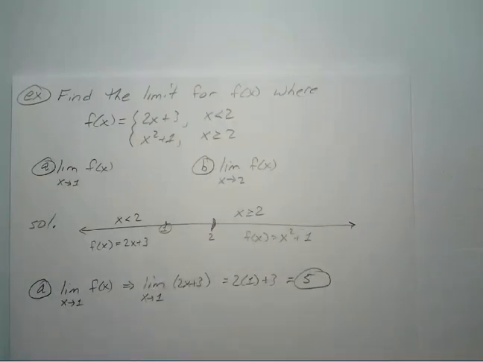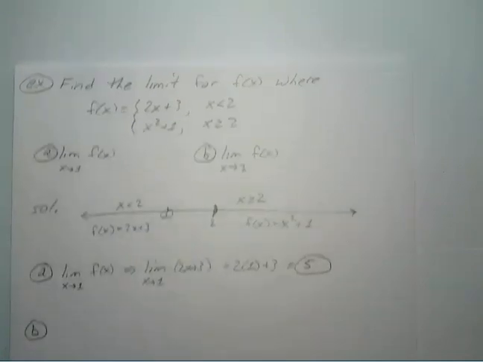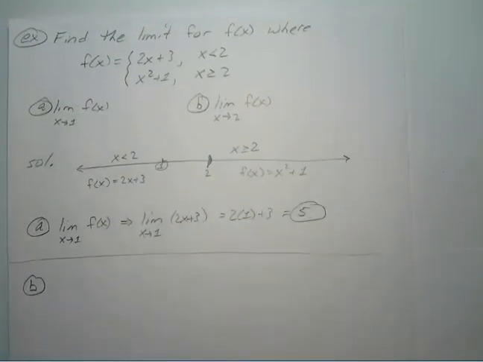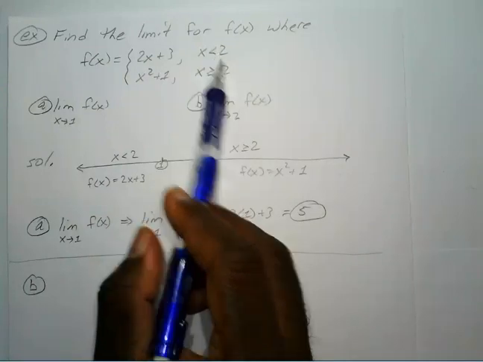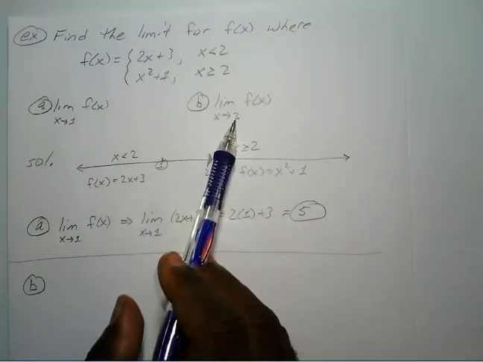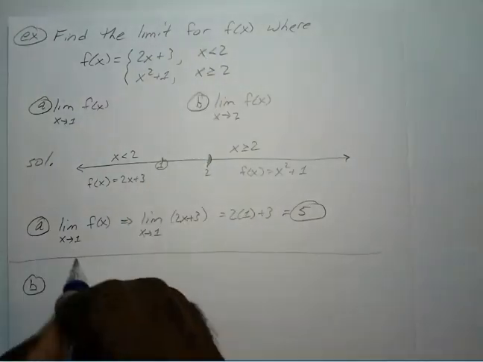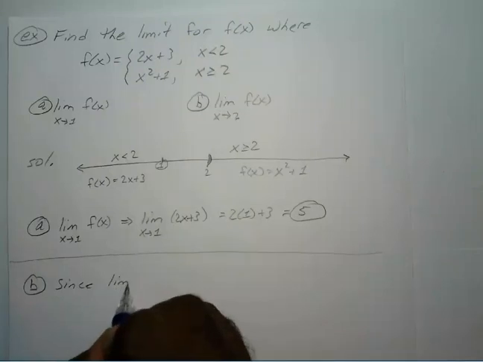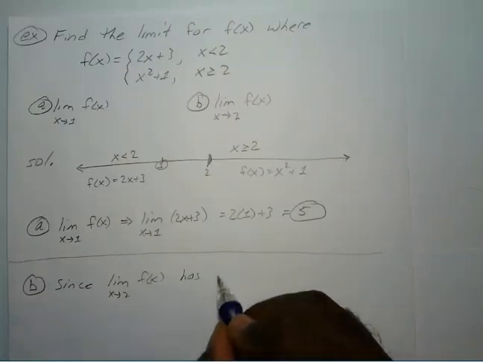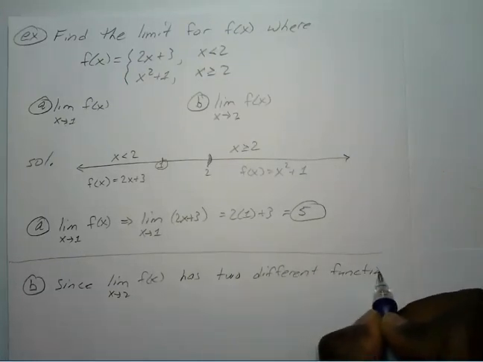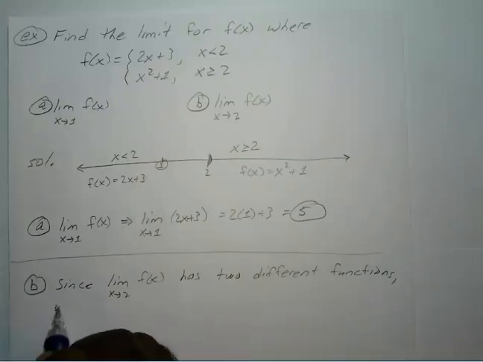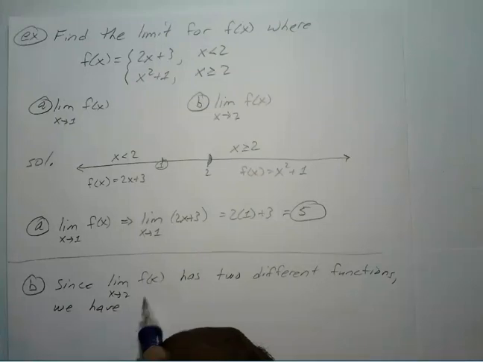Now we're going to work on problem B, which is showing x approaching 2 from the left and right. Since we're approaching 2, we have to take that into consideration. Since the limit of f of x as x approaches 2 has 2 different functions, we have to test both.